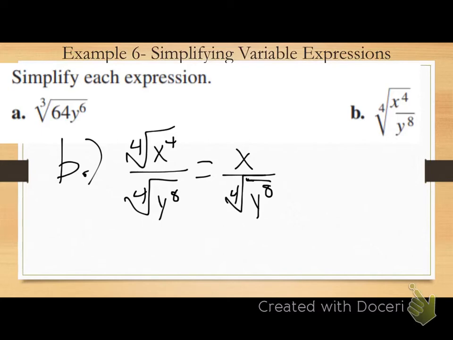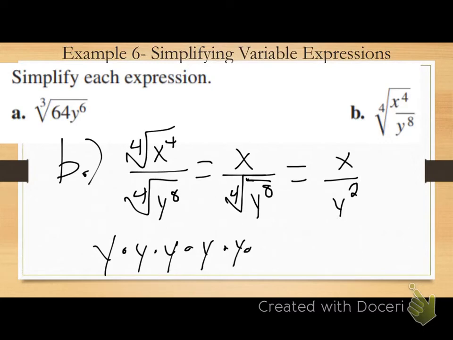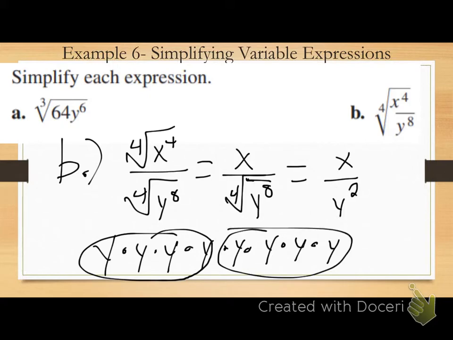Can I simplify my denominator? What does it become? Y squared. Does everyone see that? I divide my exponent by my index. 8 divided by 4 gives me 2. I could also expand this out. I'd have 8 y's. I'm looking for groups of 4. I got a group of 4 y's. Group of 4 y's. So I'm pulling out 2 y's, aka y squared. So you could look at it either way. Is this now in simplest form? Yes, it is. There we go.